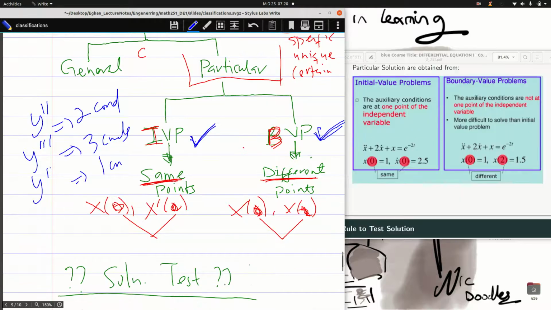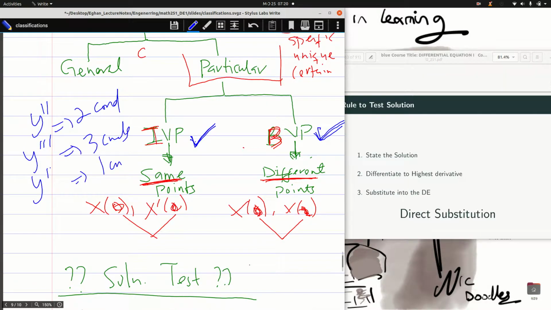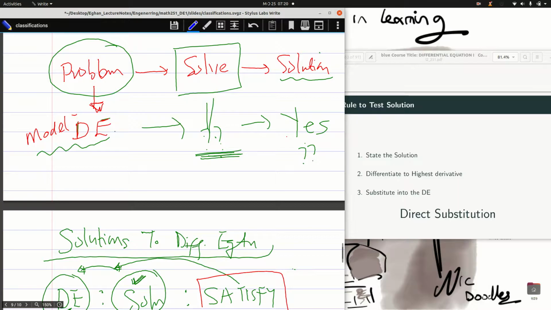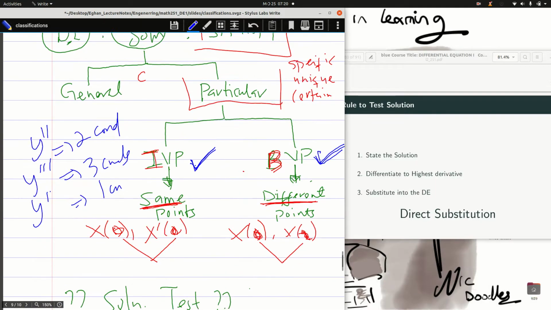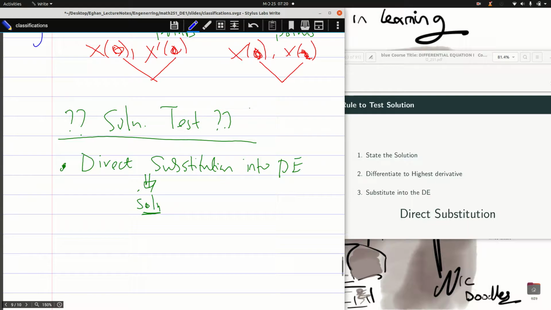I told you that we want to assume we have already obtained the solution. We want to test that it is indeed a solution. So we want to test the solution. And how do we do that? That is the last thing to talk about in this video. The solution test is a direct substitution into the differential equation. As simple as that. It is a direct substitution.